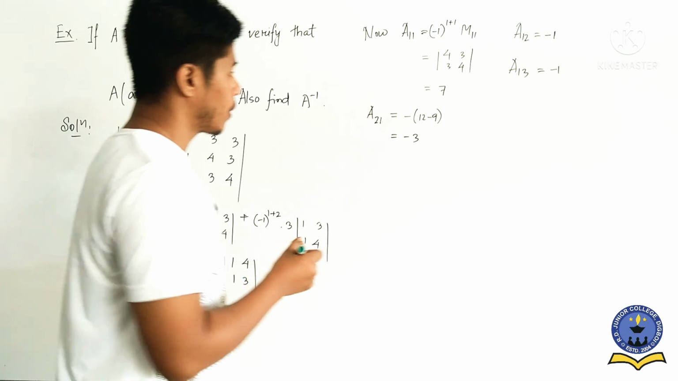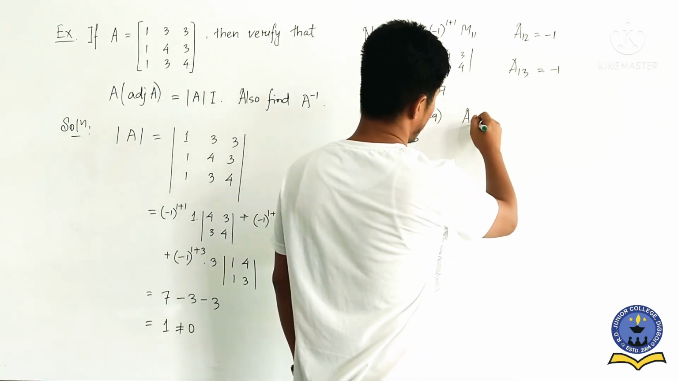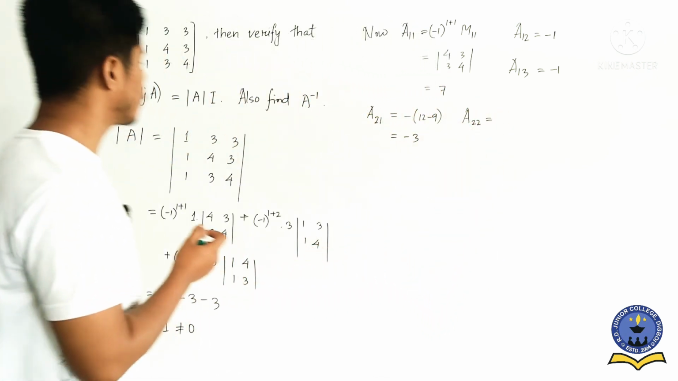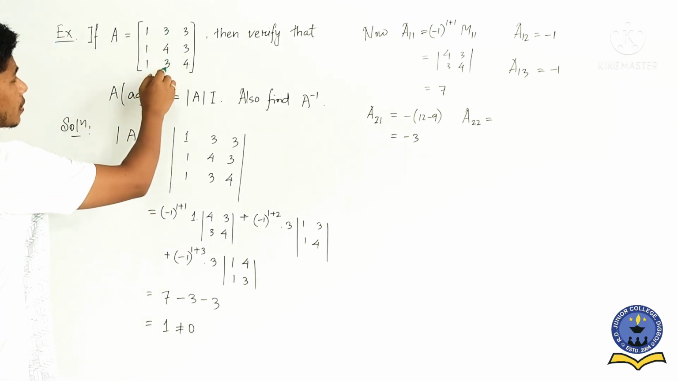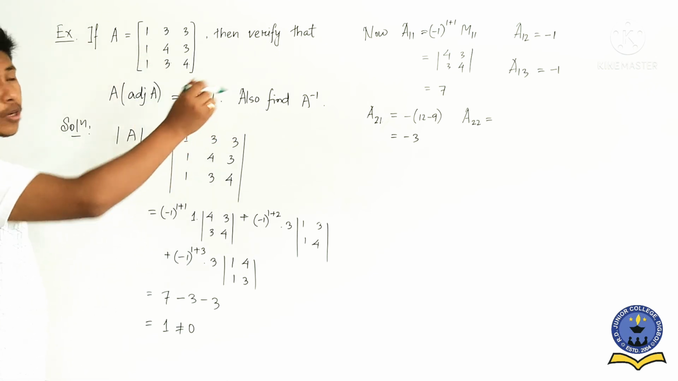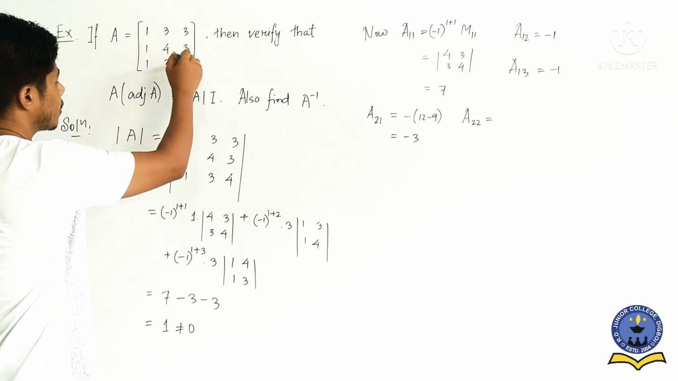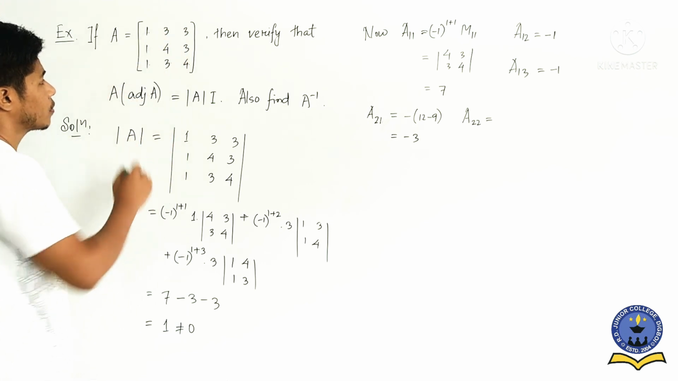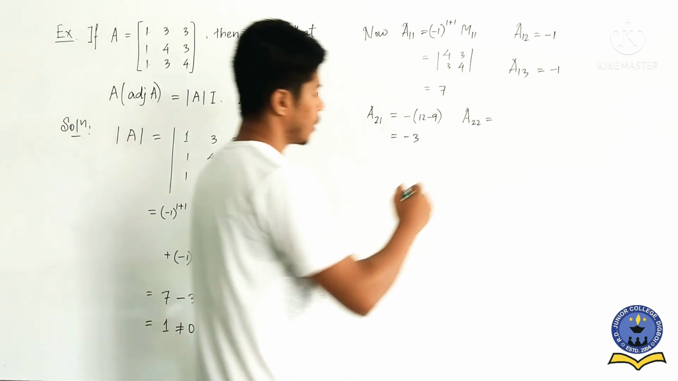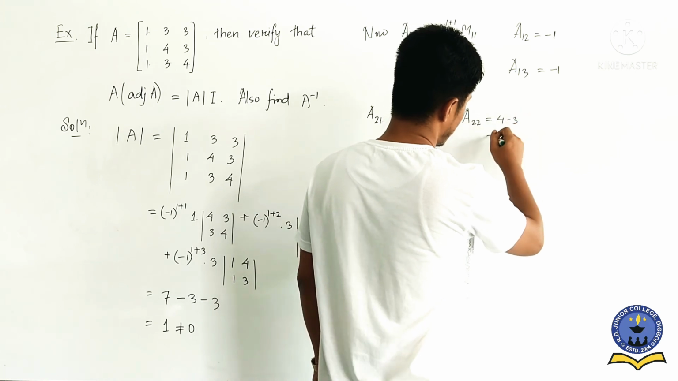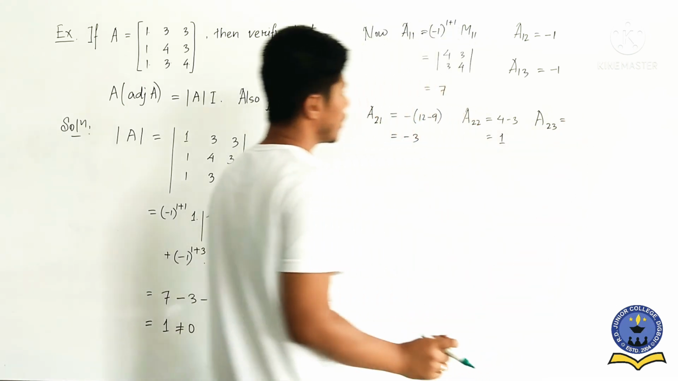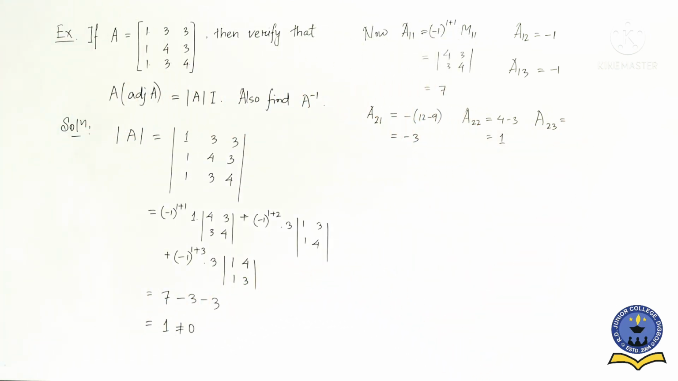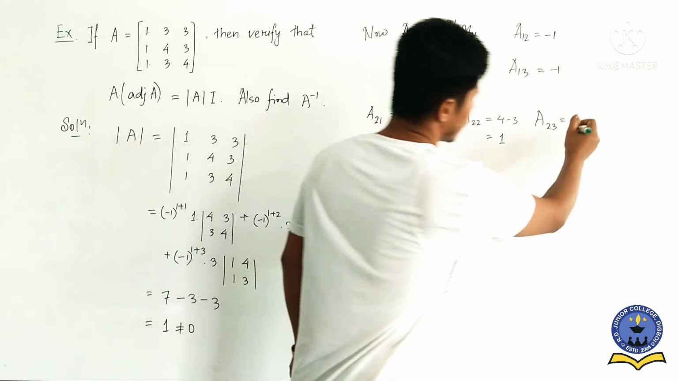Is it clear? Okay. Next we have to find out A22. Which element is A22? This element. This row and this column cancel. What will remain? For 2 2, minus 1 to the power 2 plus 2 is positive. So 1 into 4 minus 1 into 3, that means 4 minus 3, and the answer is 1. And finally A23: if we evaluate A23, the answer we get is 0. So A23 equals 0.